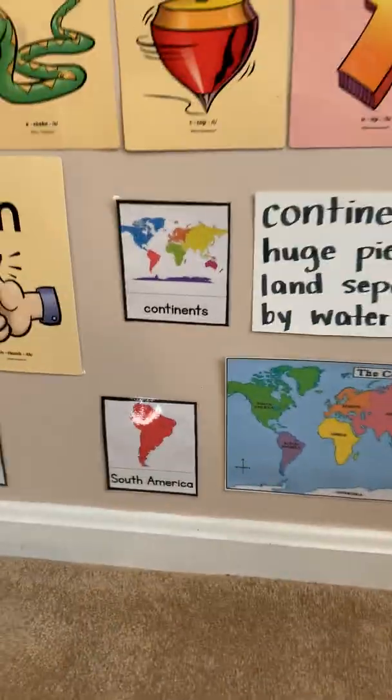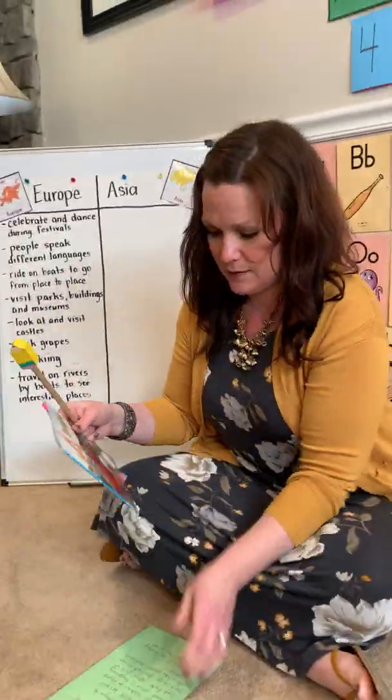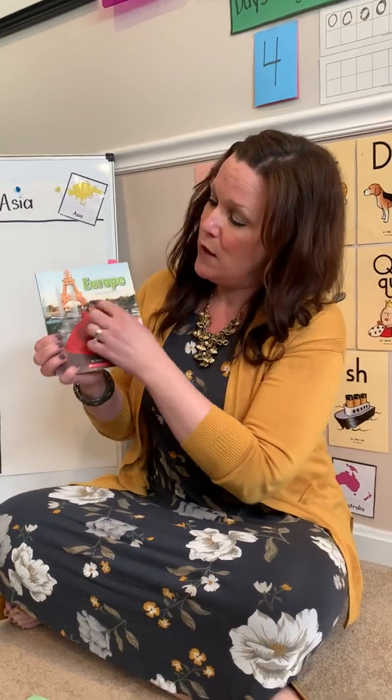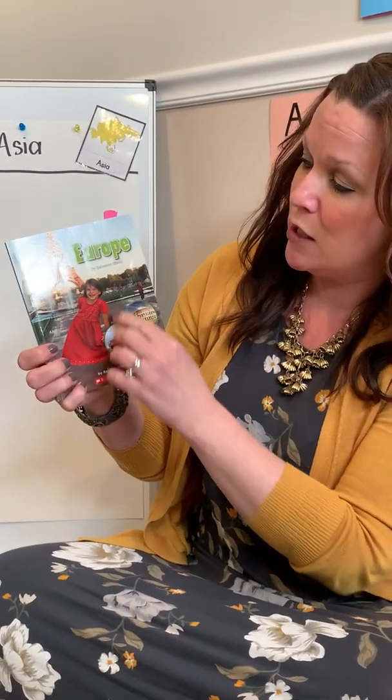We're going to go back into our text, Europe, and we're going to use text features today, friends. Remember, we've talked about text features before. They help us think about what's happening in a book. They are a special part of the book that helps the reader really focus on important information. You can see on the front cover of Europe by Rebecca Hirsch, there's a photograph. A photograph is an important text feature.